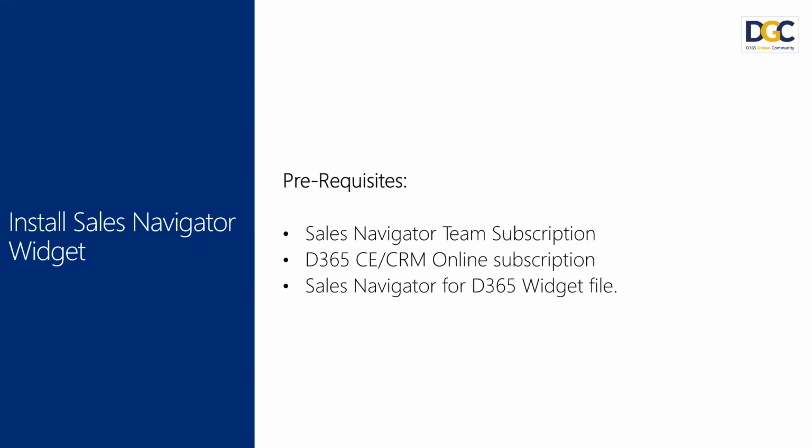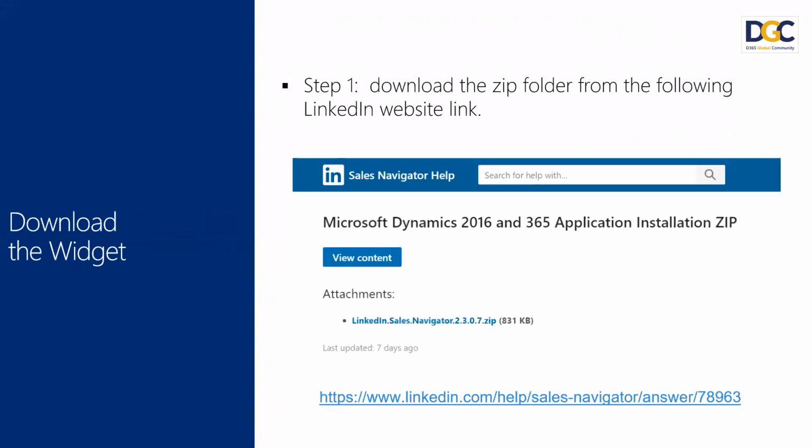And third one is the Sales Navigator for D365 widget file. That is the app I was talking about, which I have to download. So I can just download it from the LinkedIn website. You can search for it. Here I have the link for that. It's a very small file. You can see that, it's 800 KB we have here.